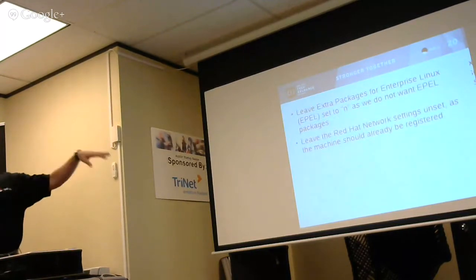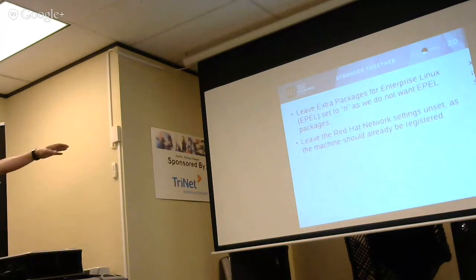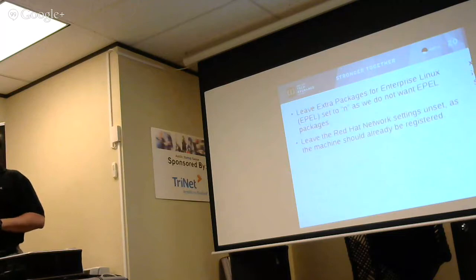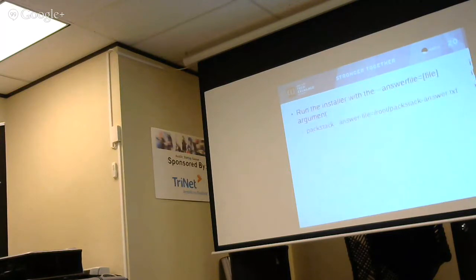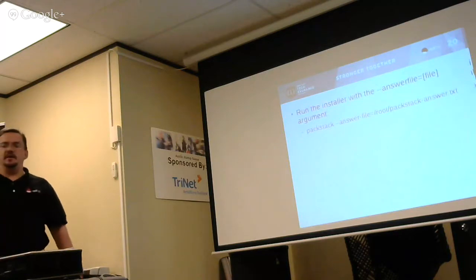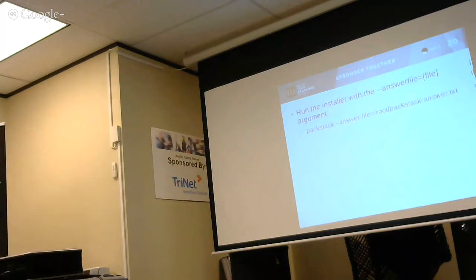You can pretty much leave the rest of it alone in this example because we're using Red Hat's OpenStack distribution. You don't need to enable EPEL, extra packages for enterprise Linux, which is the Fedora project for packages for RHEL and CentOS and Scientific and all those other respins. The rest of it has to do with whether or not you're registered to RHN. So I'm assuming that you are registered to RHN when you do this because you're doing it on RHEL. And then when you're done, packstack --answer-file=/root/packstack-answer.txt.